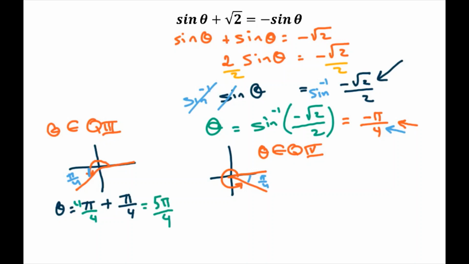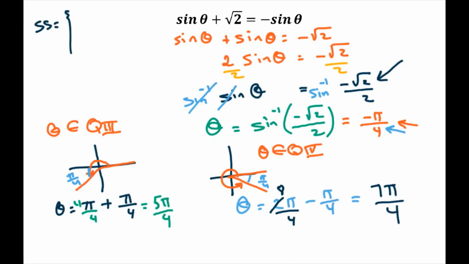You can do it in your calculator. I'm just doing it without. And here, theta will be equal to 2 pi minus pi over 4. Again, I want the denominator to be 4, so this is going to be 8 minus 1, which is 7 pi over 4. So I have two solutions, 5 pi over 4 and 7 pi over 4.